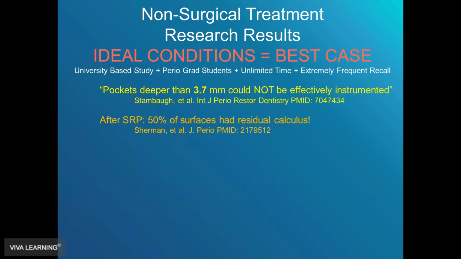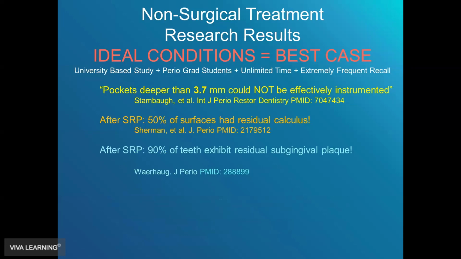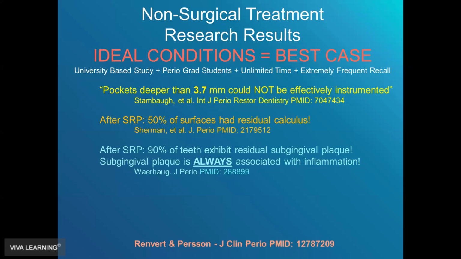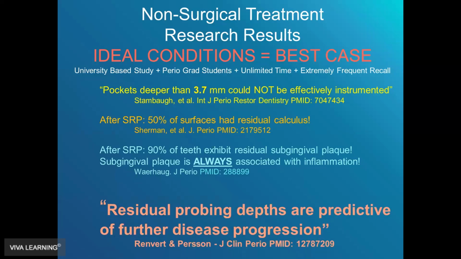Sherman found that after scaling and root planing, 50% of surfaces had residual calculus. Werhog, one of the most respected and prolific researchers in perio research, found that after scaling and root planing, 90% of teeth exhibit residual subgingival plaque. And subgingival plaque is always associated with inflammation. And if that wasn't enough, Renvert and Person found residual probing depths are predictive of further disease progression.